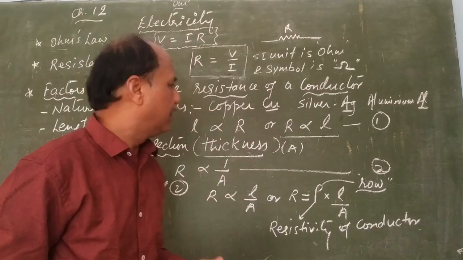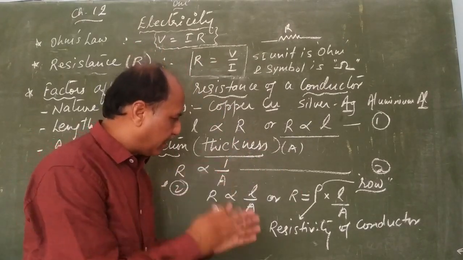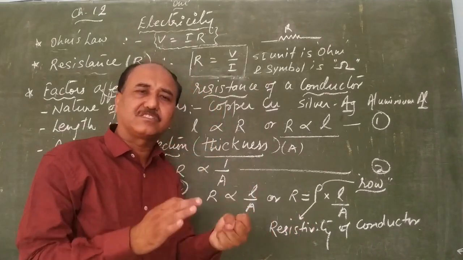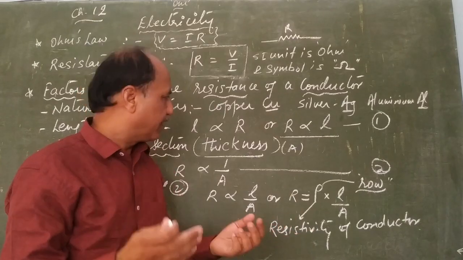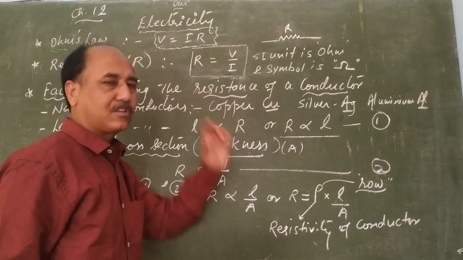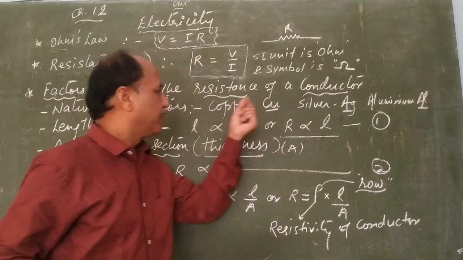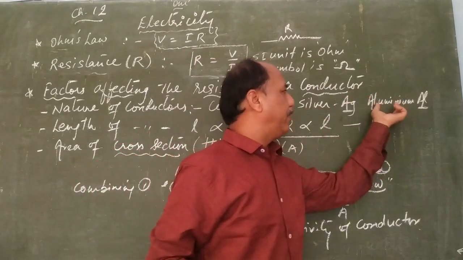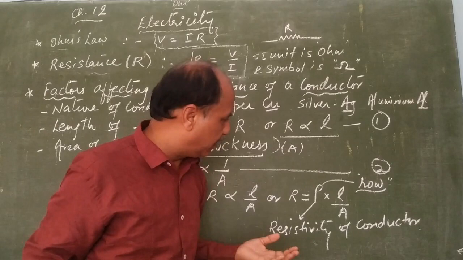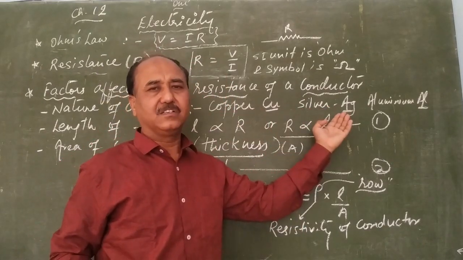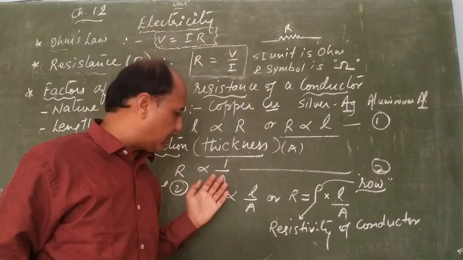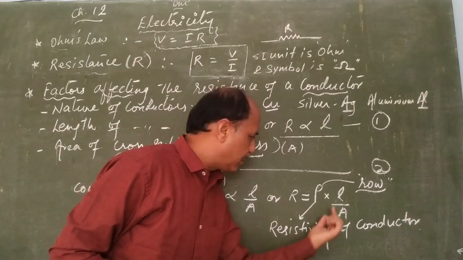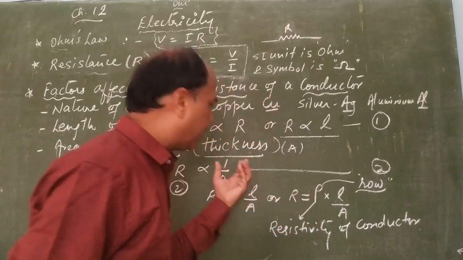All the different metals which we are using in our electricity have resistivity. And this resistivity is always constant for different conductors. If I talk about copper, copper has its own resistivity. When I say silver, silver has its own resistivity. Aluminium has its own resistivity. So different conductors which we are using in our electrical circuits have resistivity represented by rho.